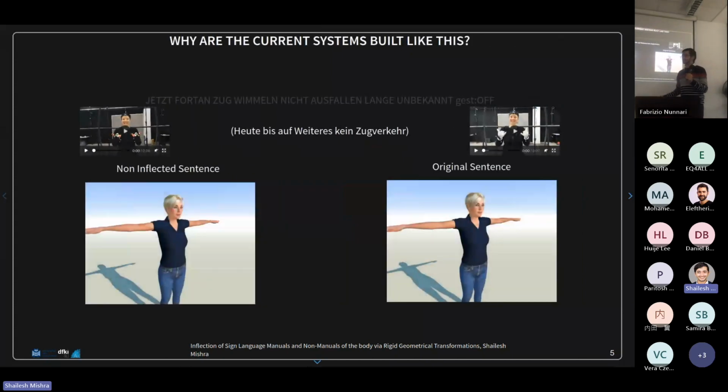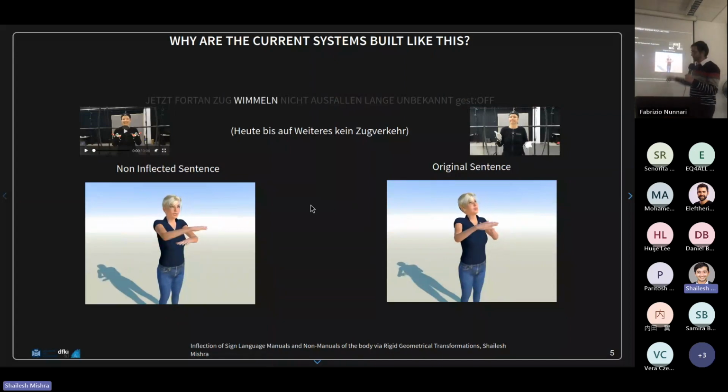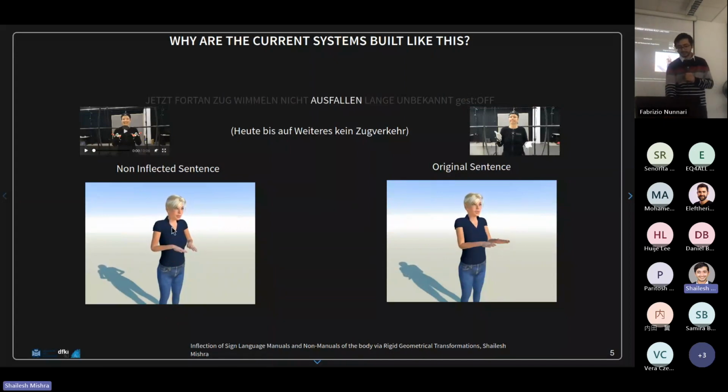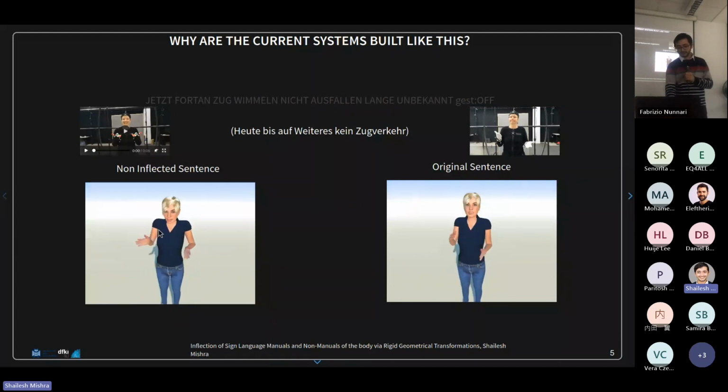So, why are current systems built like this? Up on the screen right there, just above the original sentence, is how this recording is done. A person is in a motion capture shoot and the sign is being recorded, right? It's a full sentence which is going to be played. And if I play back the sentence, you can notice the fidelity is the same as the original sentence, right?